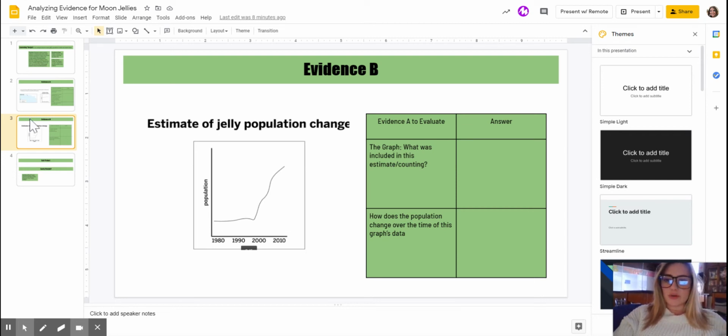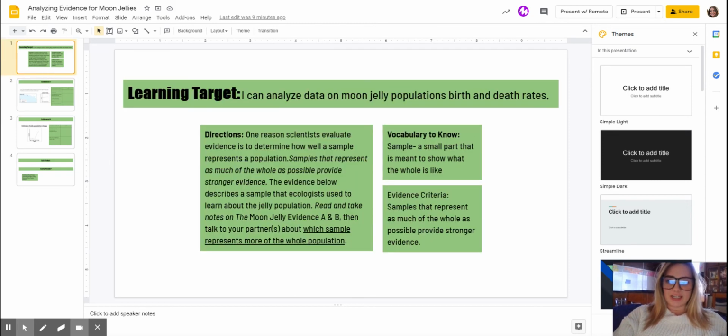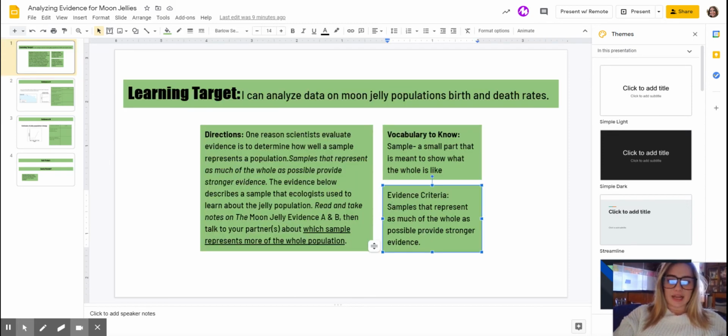So the reason why evidence B is more convincing is because they estimated the jelly population using more locations, while evidence A only used one location. And remember that our evidence criteria is that the sample, or the amount that we are estimating, or the group we're counting to make our estimate, it should represent as much of the whole as possible.